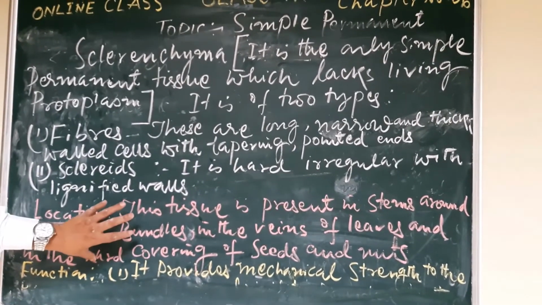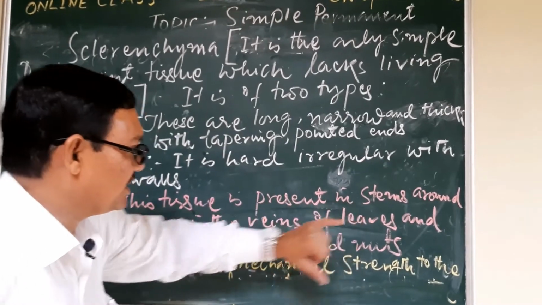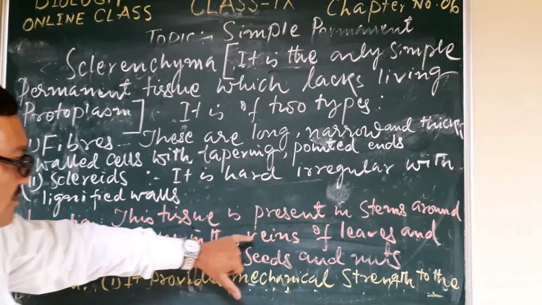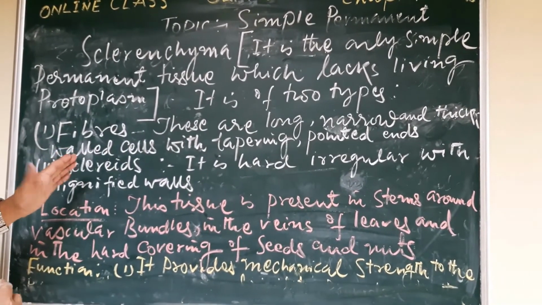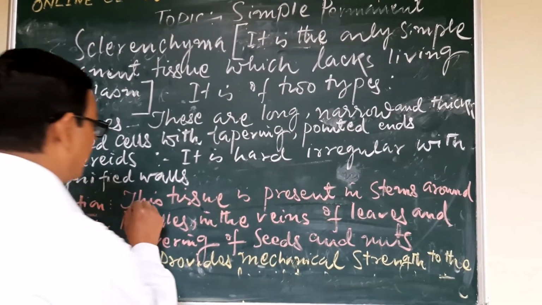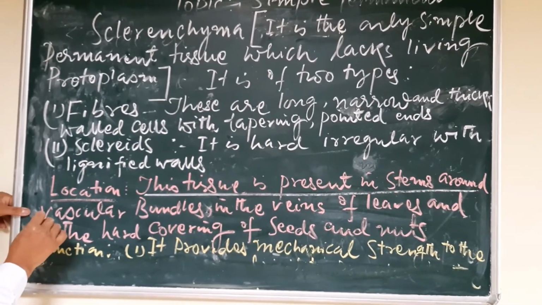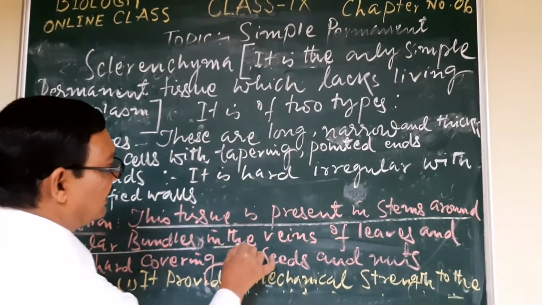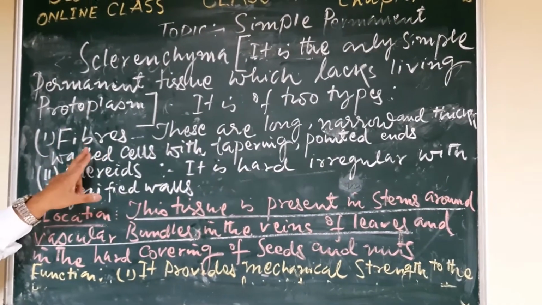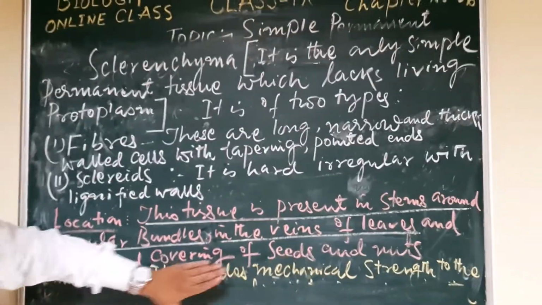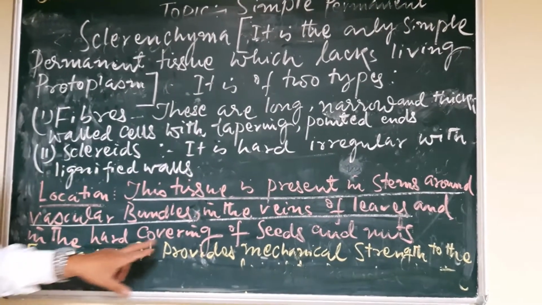Now, what are the locations? Where is this tissue present? This tissue is present in stems around vascular bundles and in the veins of leaves. When you categorize the locations of the fibers and sclerites, these points, the presence of this tissue in the stems around the vascular bundles and in the veins of leaves, which I have underlined here, are the locations of the fibers. And the one I didn't underline is the location of sclerites, that is the hard covering of seeds and nuts.